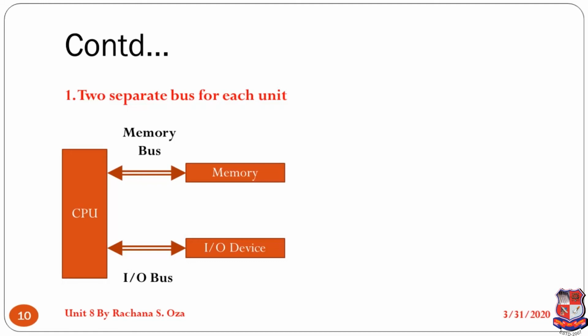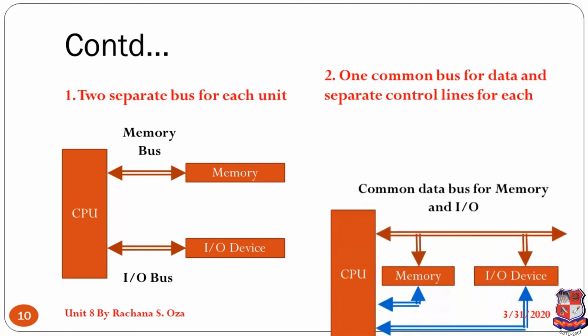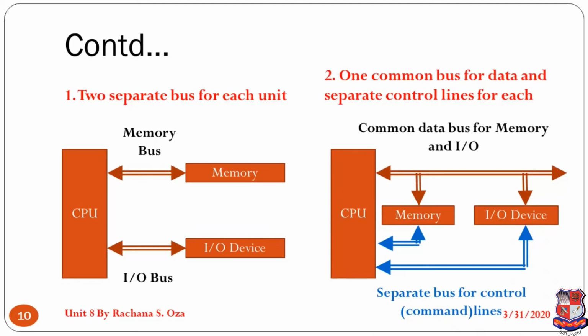What is the disadvantage over here? The disadvantage is you are having a common bus, but what about the control signals? That is the first question we need to ask. Second thing is, what if I have a single memory but n number of I/O devices? My bus configuration will become very complex to handle. To overcome the limit of the first technique, there is a second technique, a common bus for data but a separate bus for control lines. So the diagram speaks this up.